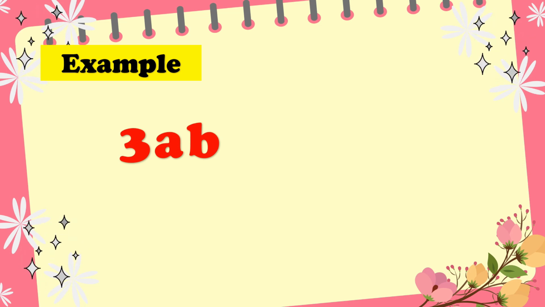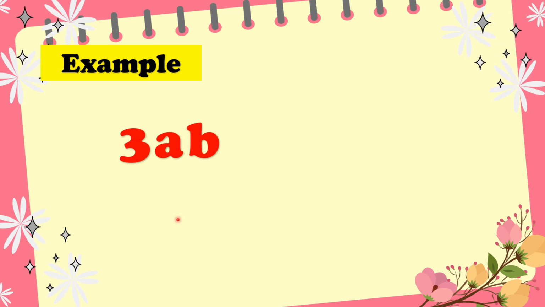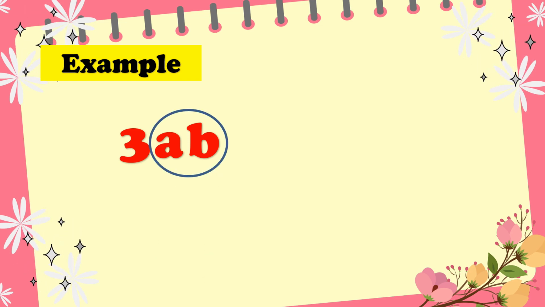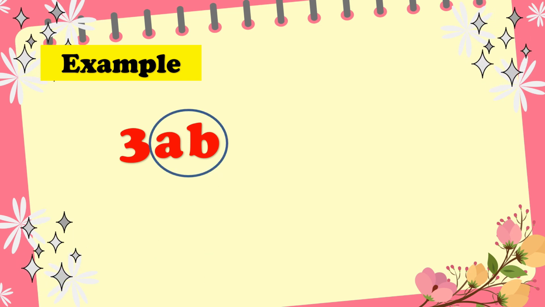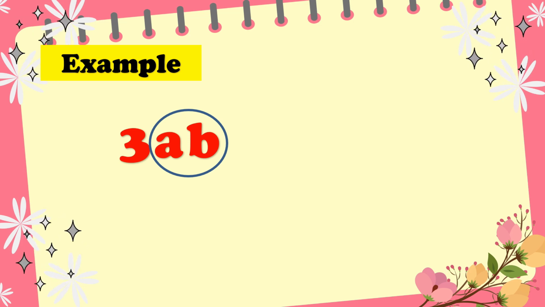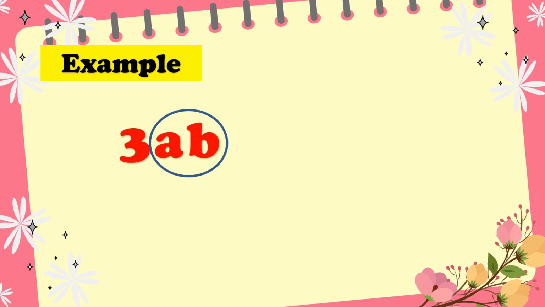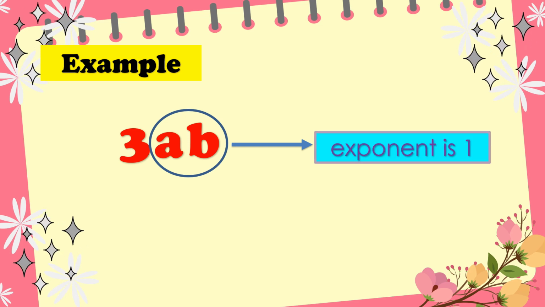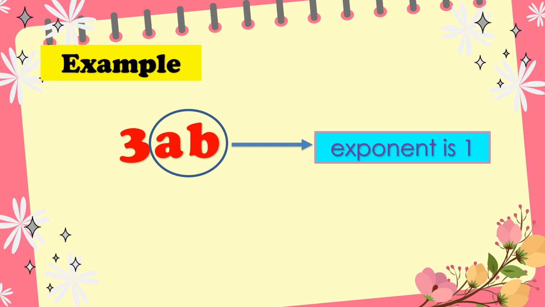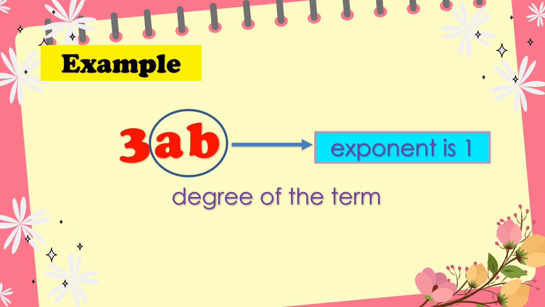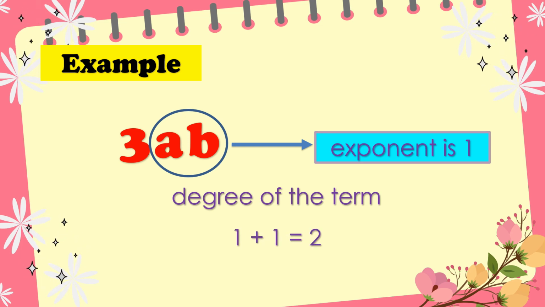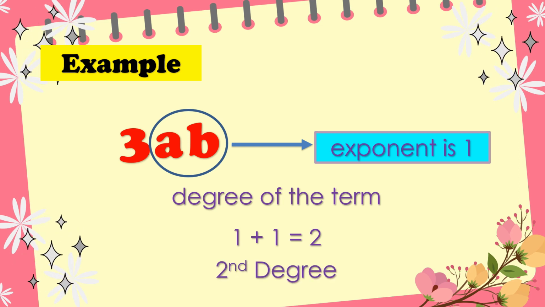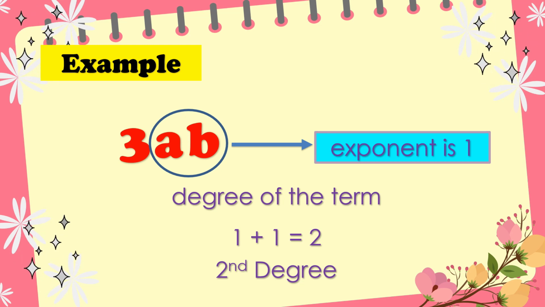Our next example is 3ab. Napansin natin na meron tayong dalawang variable dito, yung a and b. Kaya tinatawag na silang multivariate. So, kapag multivariate na siya, kukuhanin natin yung sum ng exponents nila para ma-determine natin yung degree of the term. At ang exponent ng bawat variable na nandito is 1. So, kuhanin natin yung sum nila para makuha natin ang degree. 1 plus 1 is equal to 2. So, therefore, ang degree natin ay nasa second degree.